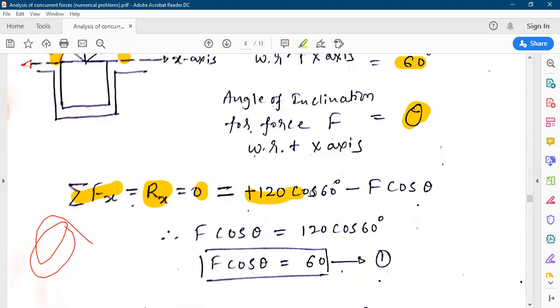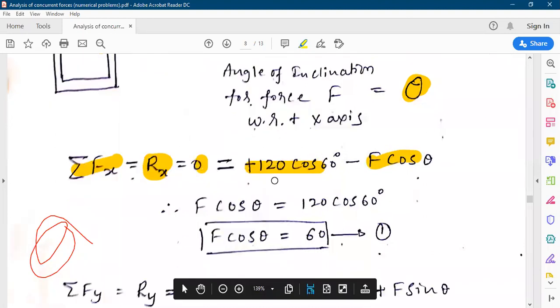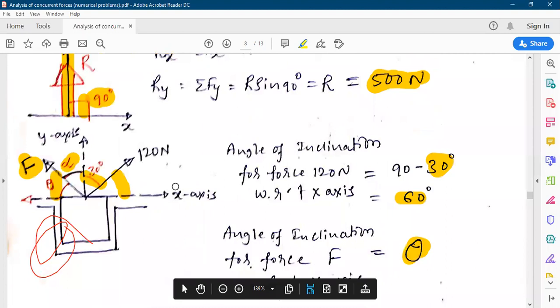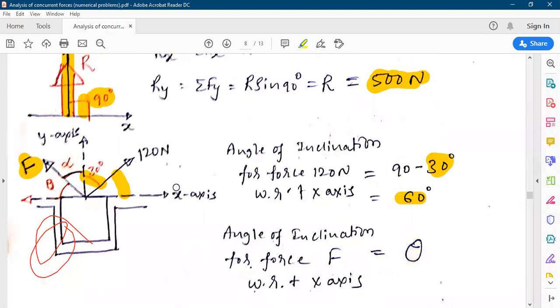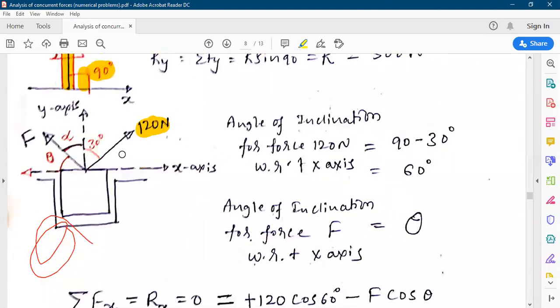Resolve all the forces along x axis and find out their equation. So how many forces are acting? Only two forces are acting. One is 120 Newton force, another one is unknown force F. Resolve this force into its x component. Its x component will be along x direction, rightwards positive. Resolve the other force into its x component. Its x component will be negative, acting leftwards.